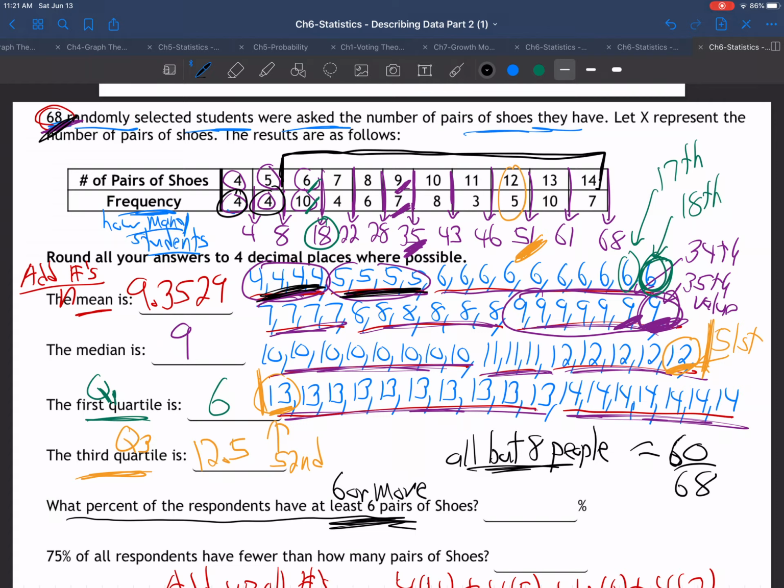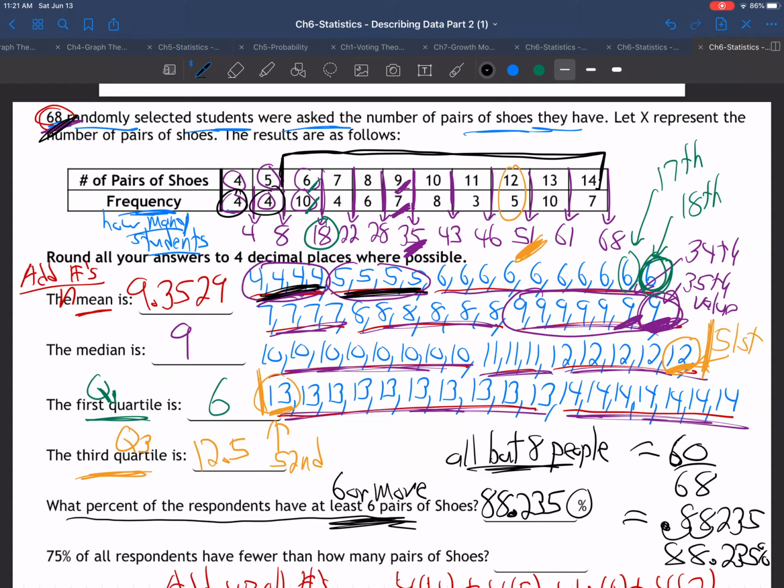So divide that in your calculator. 60 divided by 68. I'm getting 0.88235. But then that's a decimal. Let's change it to a percentage. They have a percentage symbol there, so move it 2 places. 88.235%. 88.235% of the respondents have 6 or more pair of shoes.